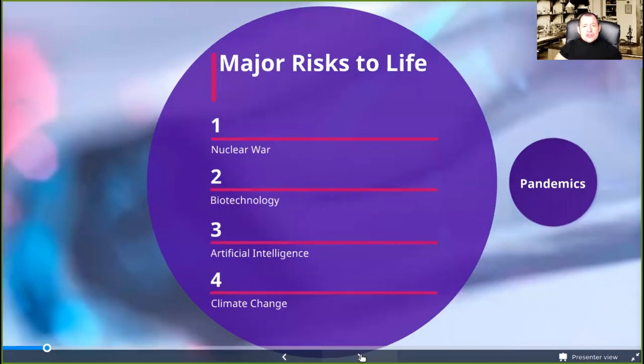Okay, so the certain risk categories. Here are the major risks to life. One, nuclear war. Two, biotechnology. Three, artificial intelligence. And four, climate change. These are the major risks which I'm going to be discussing today. There are other risks, but the major risks fall into these general categories.